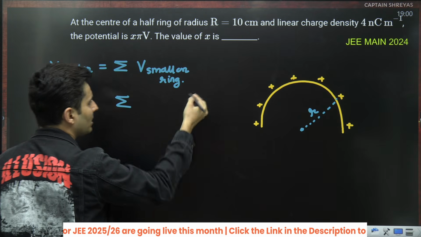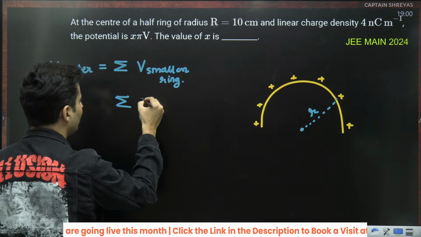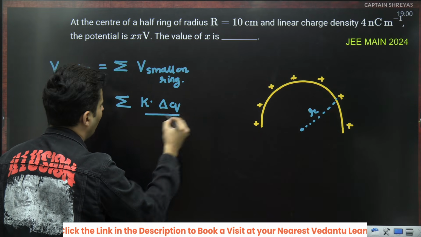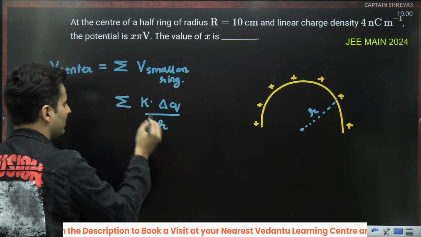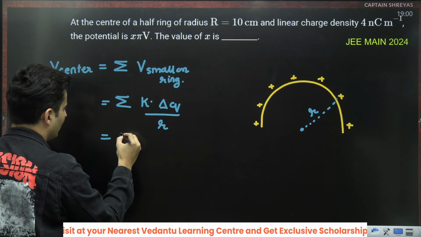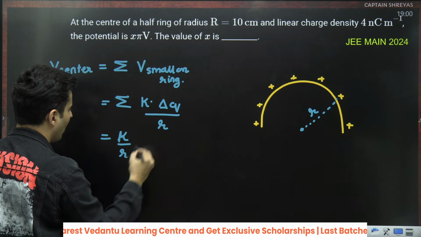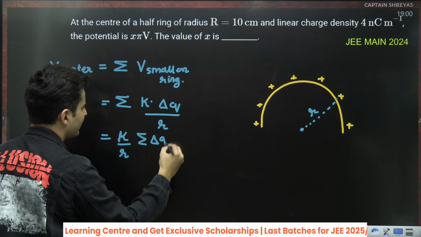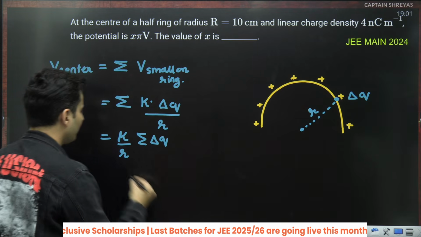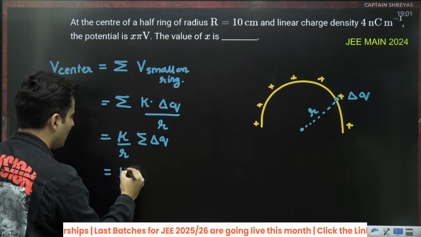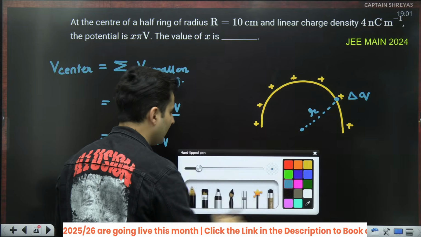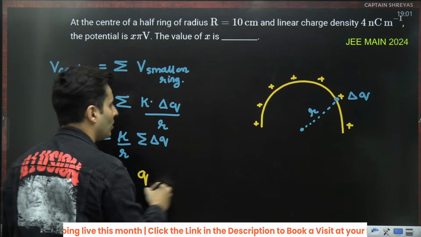And the potential due to any point charge on the ring will be k into some delta q upon the radius of the ring. K is a constant, R is also a constant, so I can just bring it outside. So it will just become K divided by R, sigma of small delta Q charges. If I add all the charges, I will basically get the total charge on that ring.